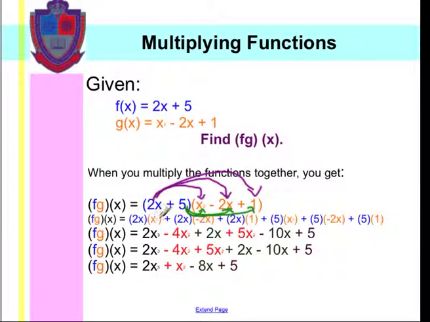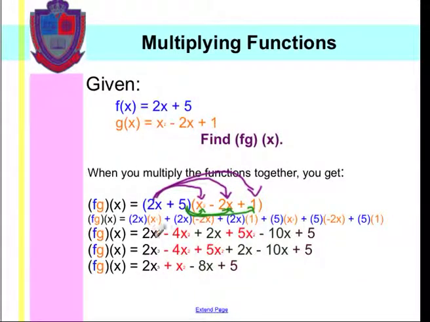multiply. So 2x times x squared is x to the third. 2x times negative 2x becomes negative 4x squared, plus 2x. Here now it becomes 5x squared minus 10x. Remember, 5 times negative 2x is negative 10x. 5 times 1 is 5. Once I'm up to this step right here, the next step that I need to do is combining like terms.